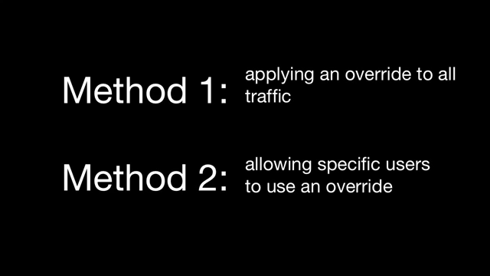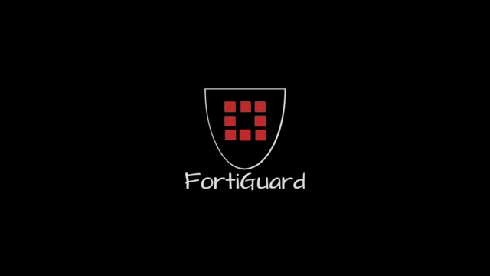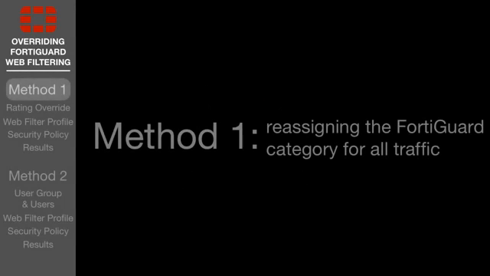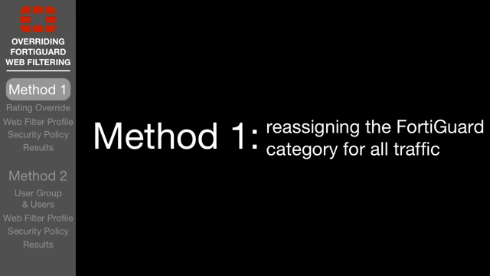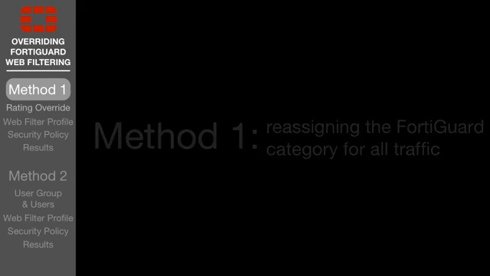In this video, Fortinet.com will be used as a test site and access to it will be controlled using both methods. Because these overrides are based on FortiGuard classifications, an active FortiGuard license is required. Method 1 reassigns the FortiGuard category for a specific website to a custom category. This allows access to the website to be controlled independently of other sites in its original category.